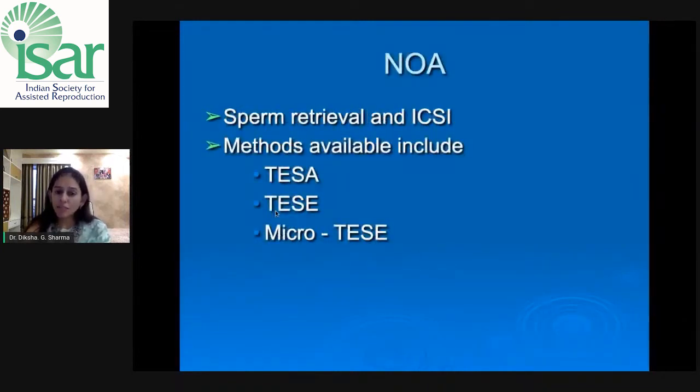Coming to the sperm retrieval methods, sperm retrieval and ICSI is the mainstay of treatment in non-obstructive azoospermia. Once we get the sperms, these sperms can only be used via ICSI. The methods available for sperm retrieval include TESA or testicular sperm aspiration, TESE, which is testicular biopsies or testicular sperm extraction, and micro-TESE, which is microscope guided testicular sperm extraction.